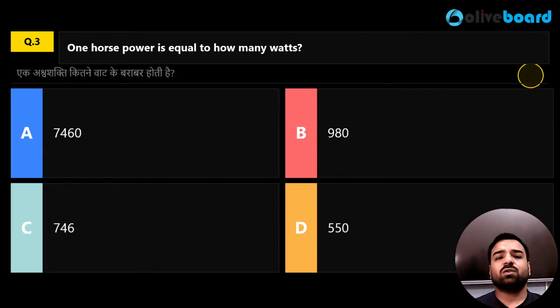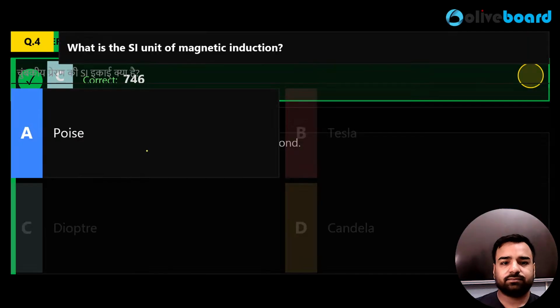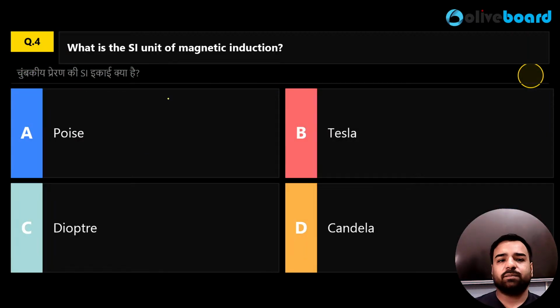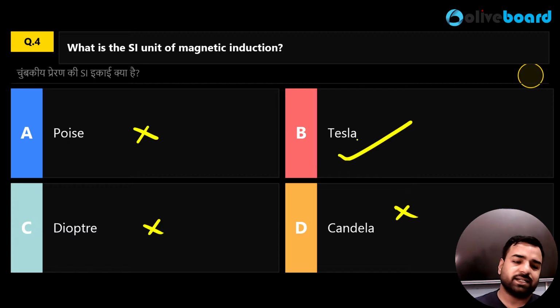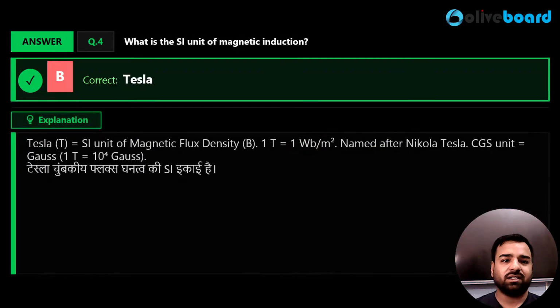Next, 1 horsepower is equal to how many watts? That's 746. So 1 horsepower is equal to 746 watts, and that's the unit of power. That's correct. What is the SI unit of magnetic induction? Is it poise? Is it diopter? Is it candela? No, that's Tesla. Tesla will be the answer. Pawan, Adi, great. Absolutely correct.